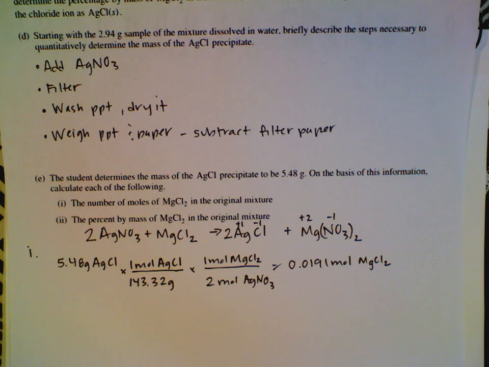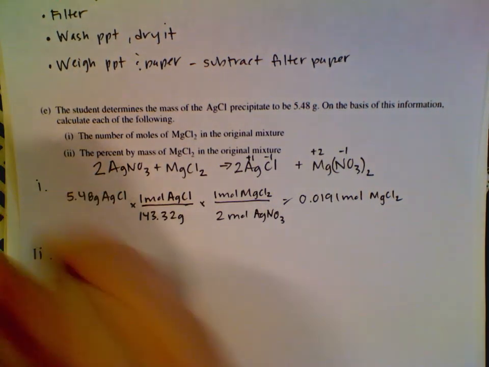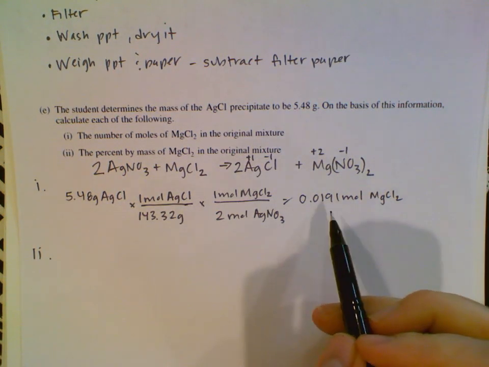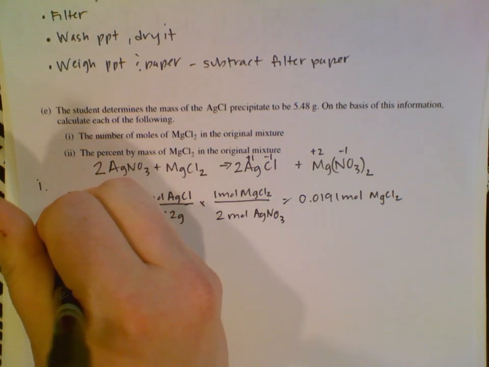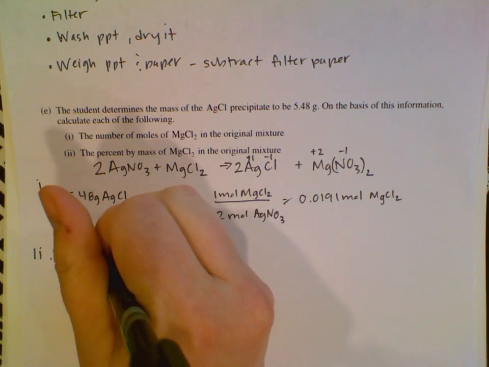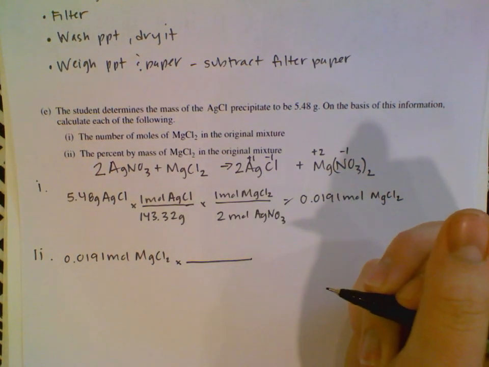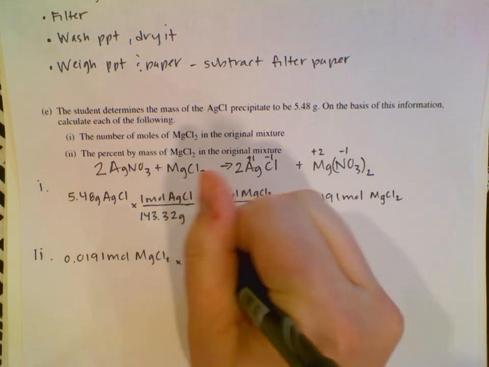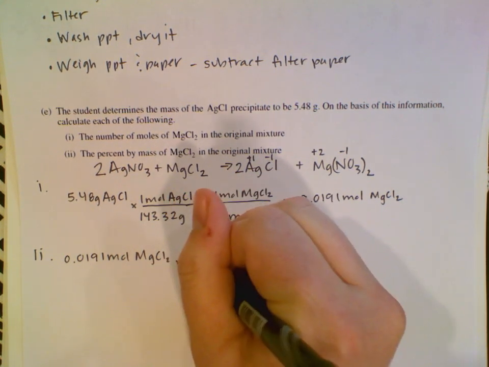Okay, so back to number 2. It says that the percent by mass of MgCl2 in the original mixture is the next thing we need to calculate. So what I need to do is figure out how many grams of the MgCl2 I have, and then compare that to the original mixture. So if I have 0.0191 moles of MgCl2, I need to get that into grams, and that's going to be using the molar mass, and there are 95.2 grams of MgCl2 for every 1 mole of MgCl2.